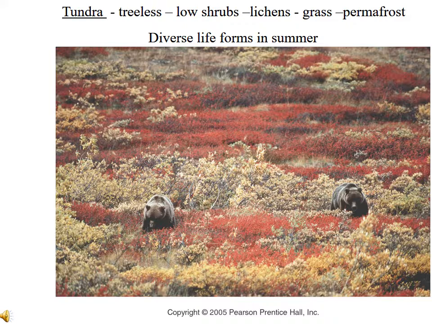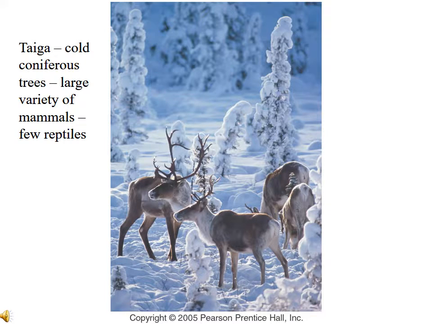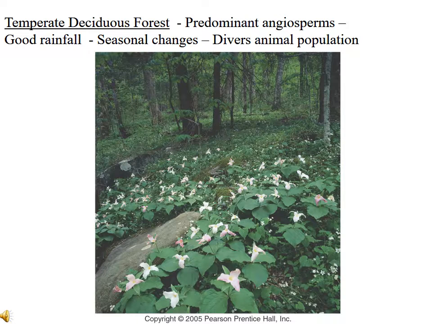As we move further south, we will come across another biome, and this is the taiga. Now, the taiga, of course, again, is cold. Predominantly, we have coniferous trees, which, of course, would be gymnosperms, a large variety of mammals, and again, few reptiles. As we move further south, and I have to admit, we're basically focusing on North America, we come to the eastern part and the southern part of the United States.